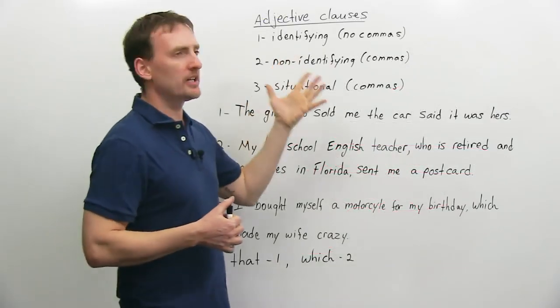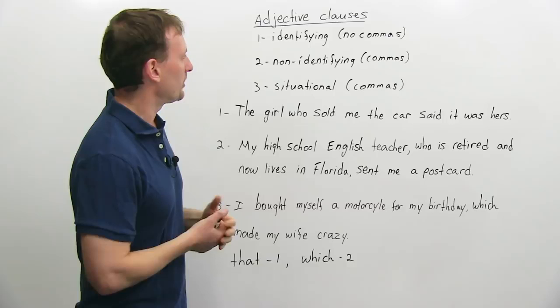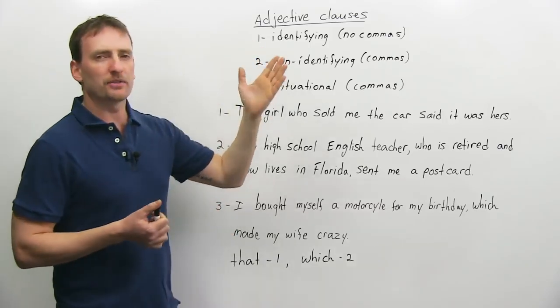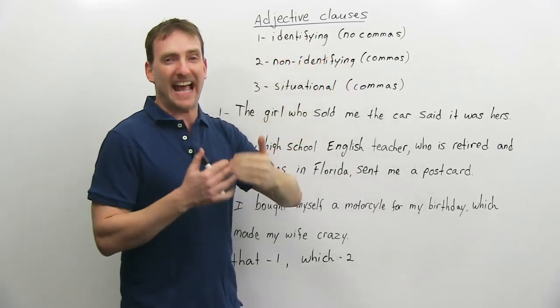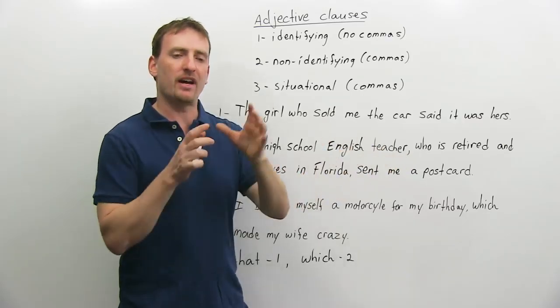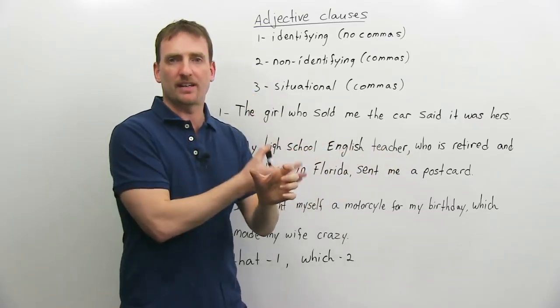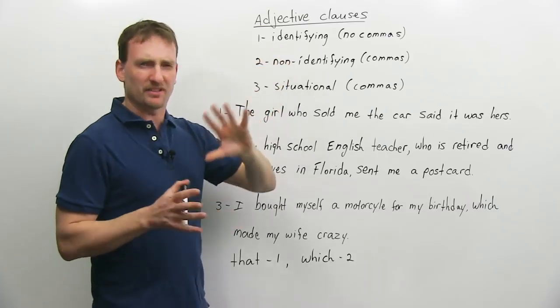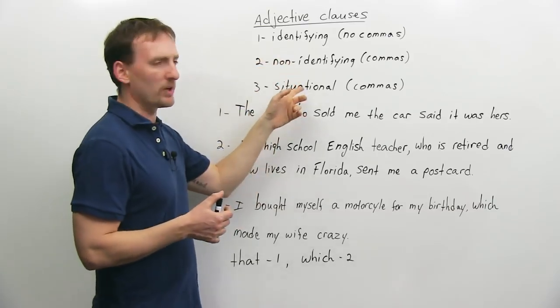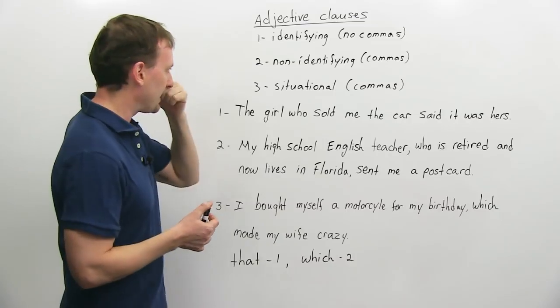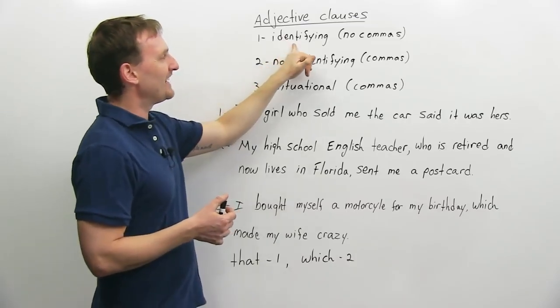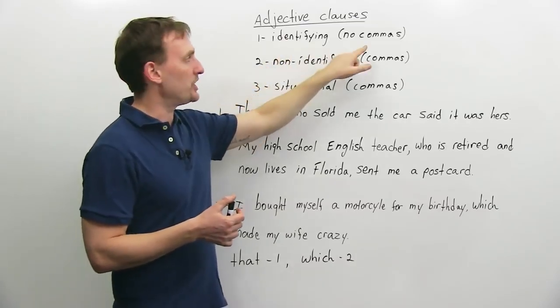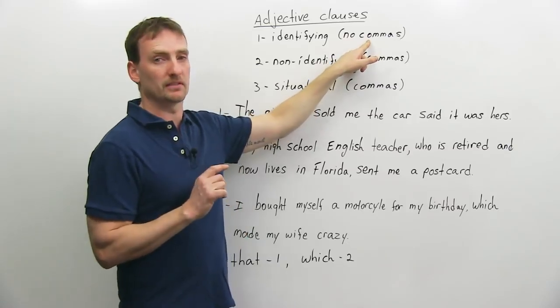Okay, so now we're going to look at the adjective clauses, or the relative clauses. Just like the nouns, the adjective clauses work as adjectives. They are modifying a noun, usually one that comes before it, okay? We're going to look at three types. It's not really three types, it's only two types, but one of them is a little bit different, so we look at it separately. You have identifying adjective clauses, in which case you do not use commas.